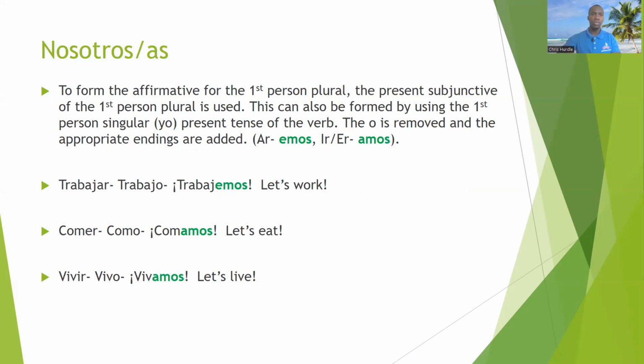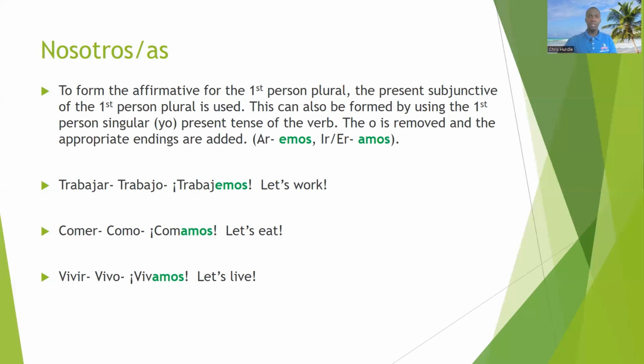Now let's get on to the nosotros form. I also use the same two methods I would have used with the usted form. To form the first person plural, we use the present subjunctive of the first person, the nosotros form. If you're not familiar with the subjunctive, then you can use the second method, which is to use the first person singular present tense of the verb, the yo form. You remove the O, and then the appropriate endings are added based on the type of verb.